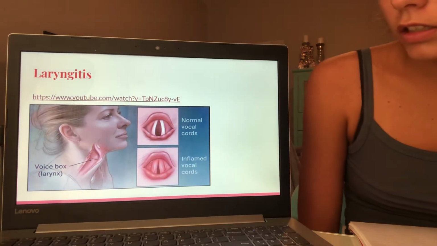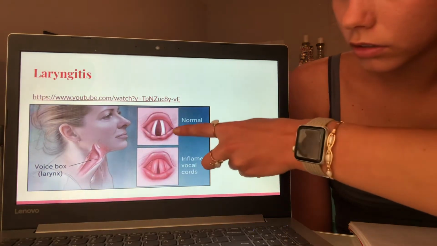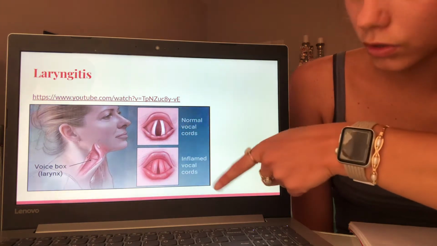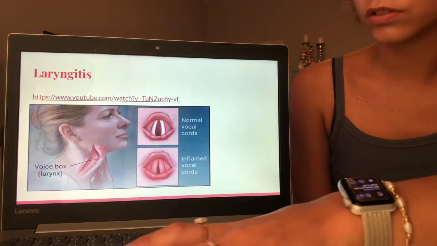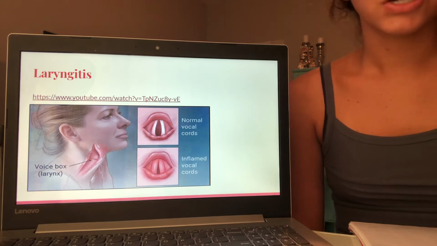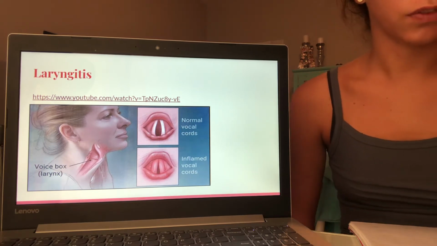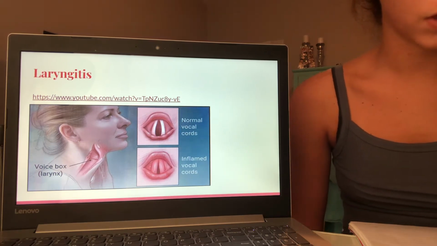Next is laryngitis, and you can see that these are the normal vocal cords, and these are when they're inflamed vocal cords. Laryngitis is an inflammation of your voice box from overuse, irritation, or infection.